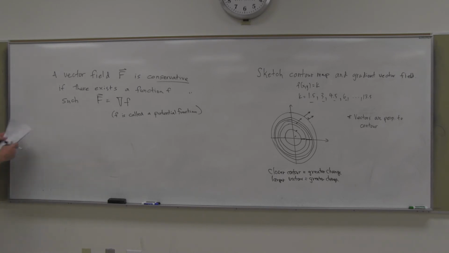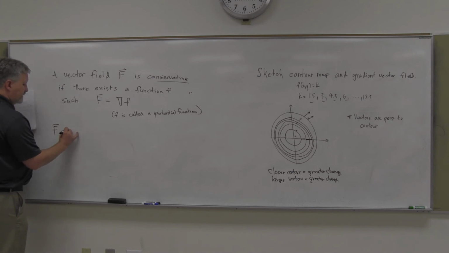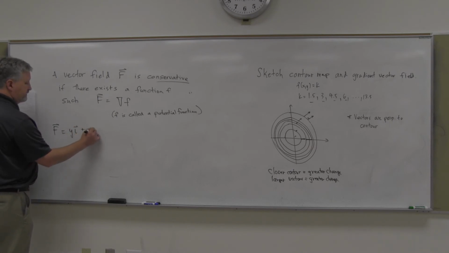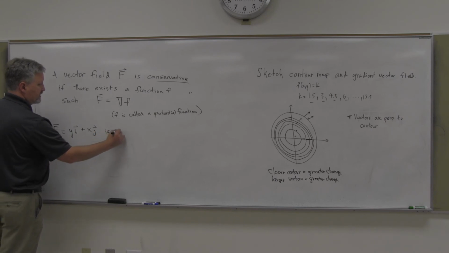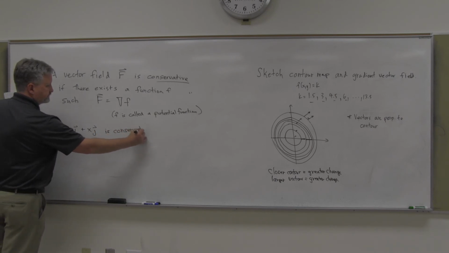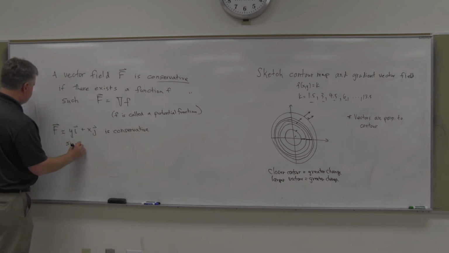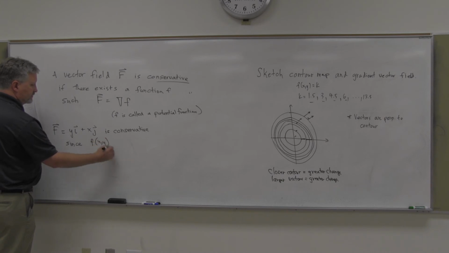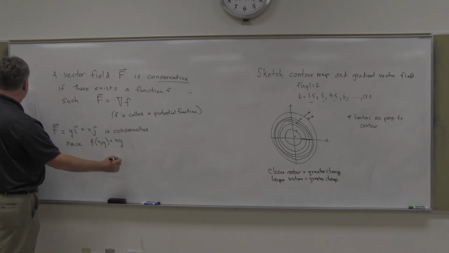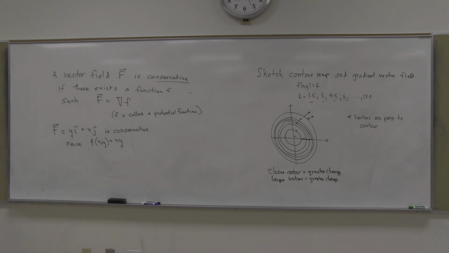For example, and we'll talk about how you find these later on, but there are a few things to go over before we get to that point. Just to give you an example, F is equal to yi plus xj. That's conservative, since f of x, y equals xy is your potential function.